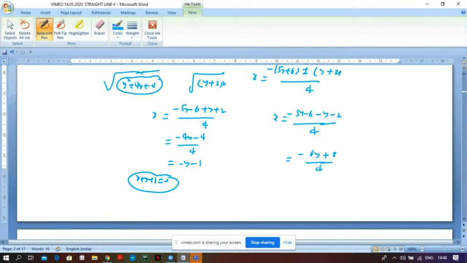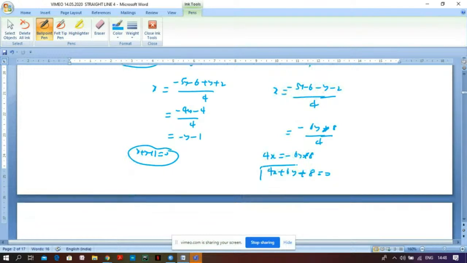And so I can write this as x plus y plus 1 equals 0. That's one line. And this line I can write 4x is negative 6y plus 8. And that gives me 4x plus 6y minus 8 equal to 0. This is also negative 8. So I will write 4x plus 6y plus 8 equal to 0. So we got these two lines. So first part is over.